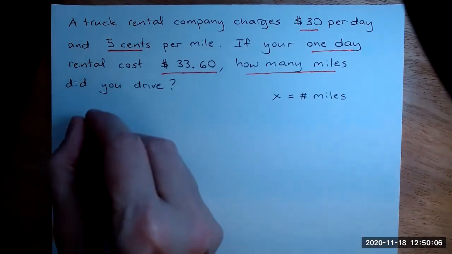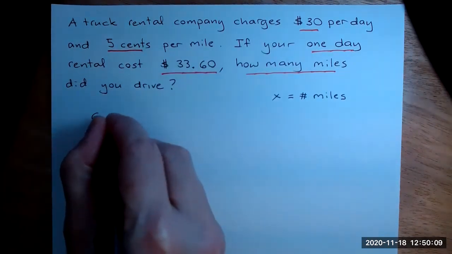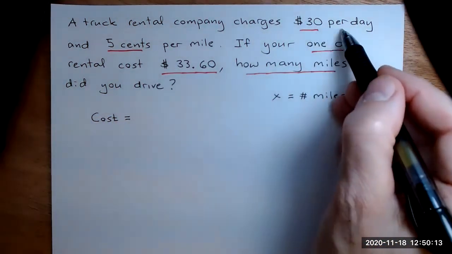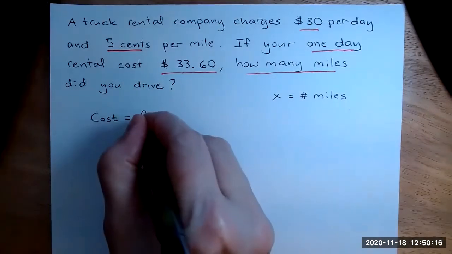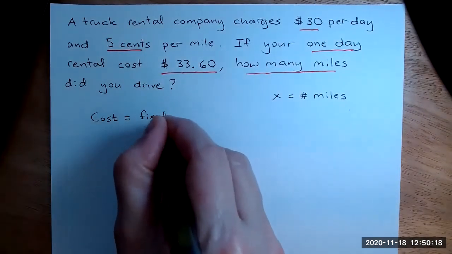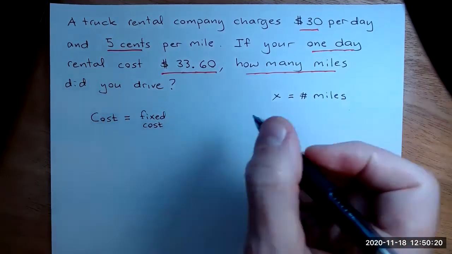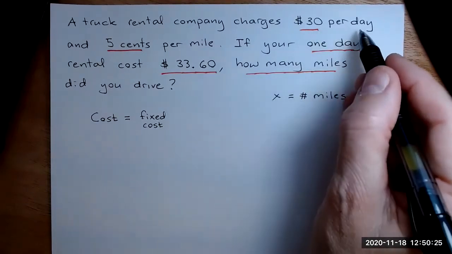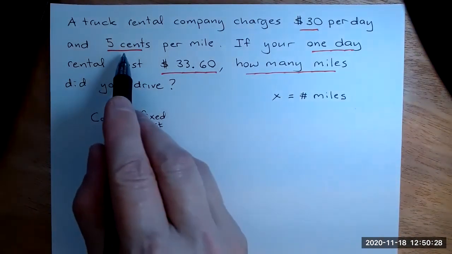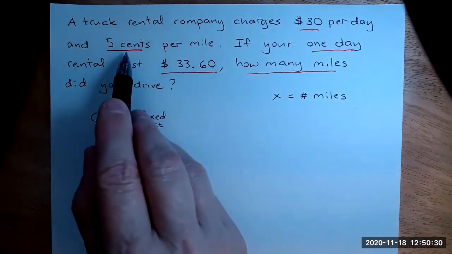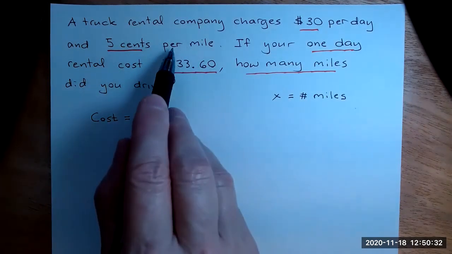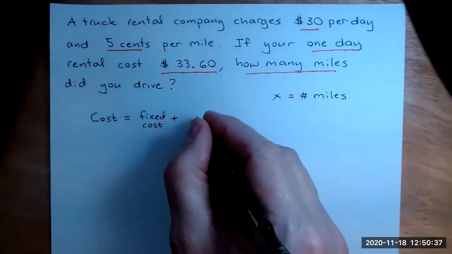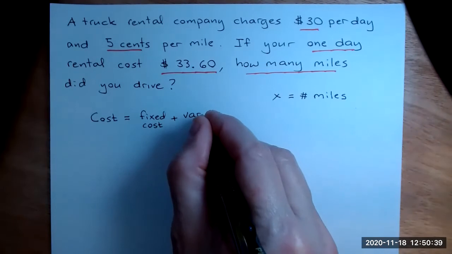All right. So what does the cost consist of? Well, we have this fixed cost. They charge you $30 for the day, no matter what. And then 5 cents per mile. Well, this is the part of the cost that varies with the number of miles. So we call that the variable cost.